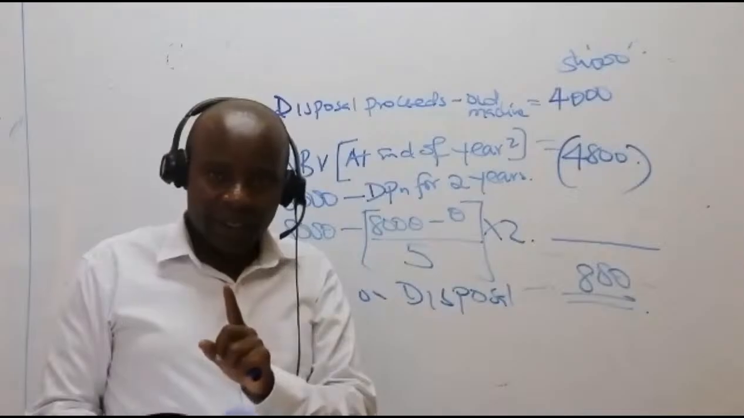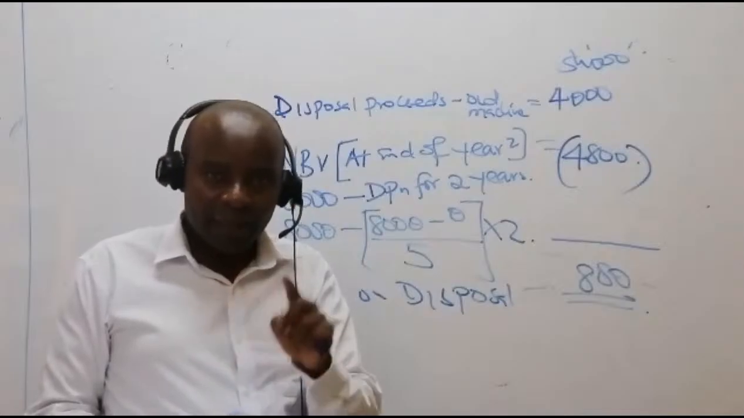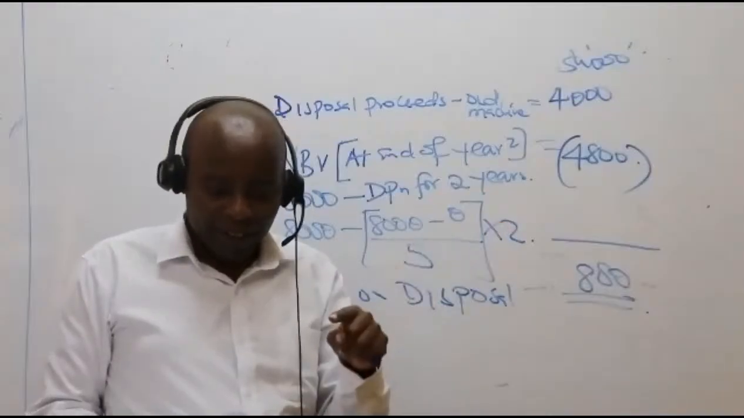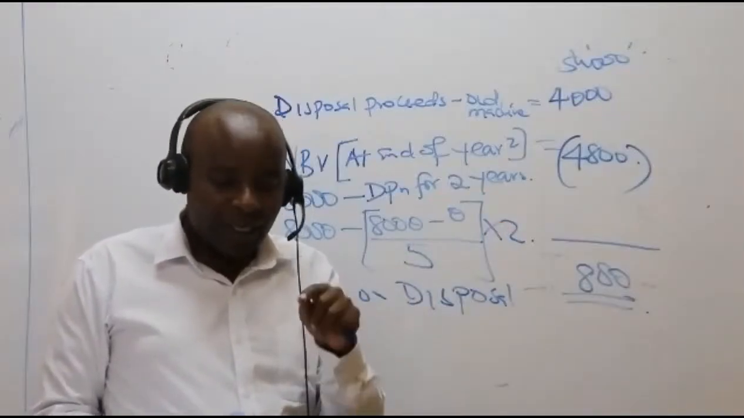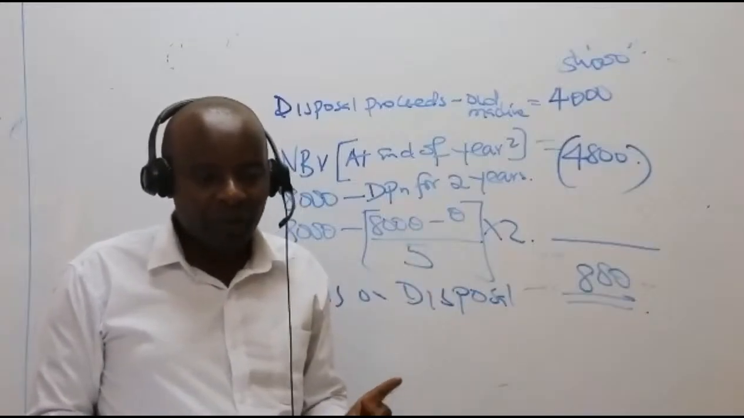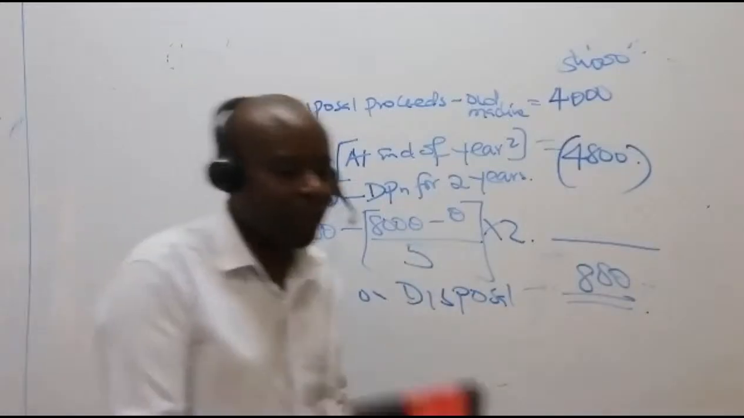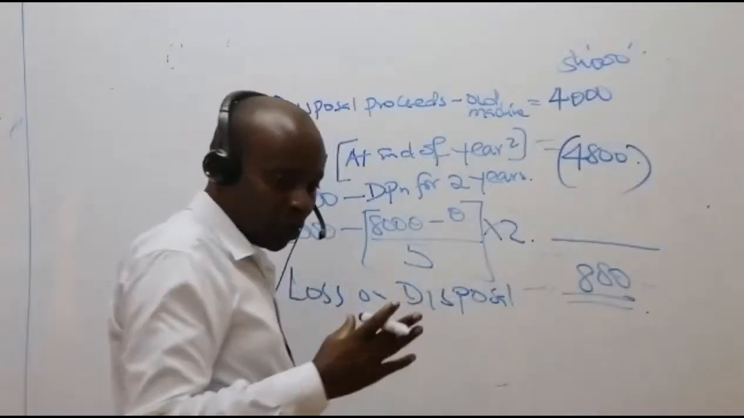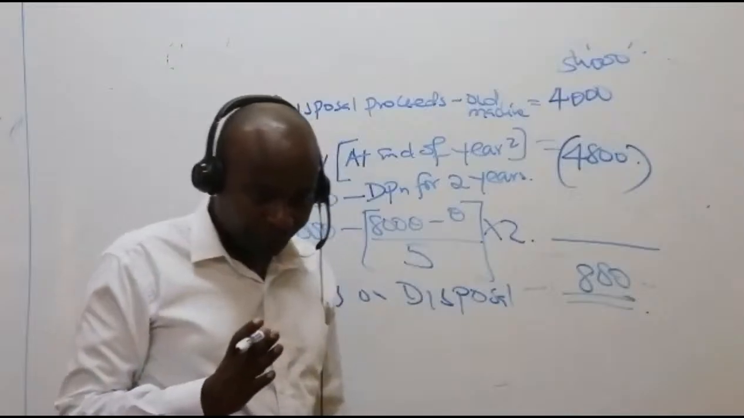5 years. To have 5 years at the time of acquisition was estimated, right? 5 years, 5 years. So in this case, I'm correct here. It should be 5 years, not 7. Okay, so in this case, what do we have? 800, which is a loss on what here? On disposal, a loss on disposal.